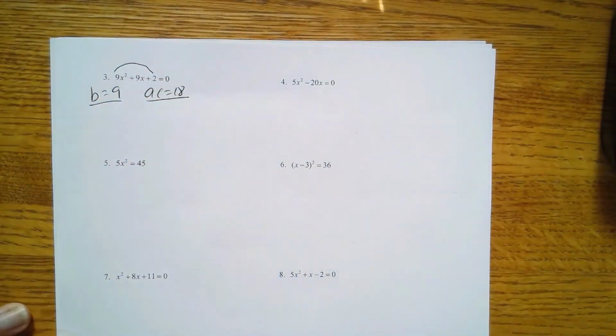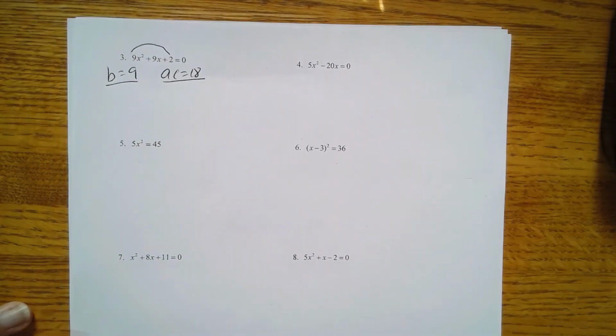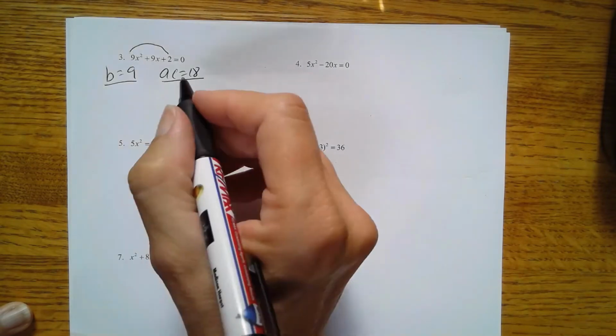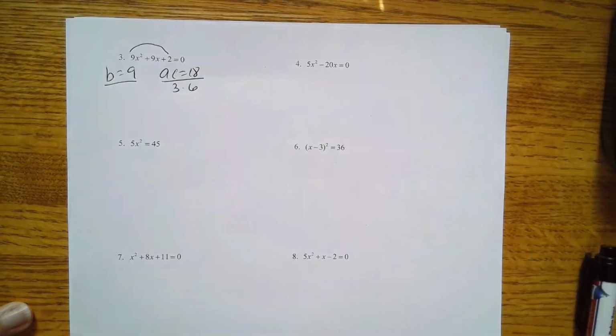Now there are different ways to solve the AC method. So if you know of another way, feel free to use that method instead. I'm just showing you the way that we show in 116 to keep it consistent. So we multiplied a times c and got 18. We want the factors of 18 to add up to 9, which are 3 and 6. Now the AC method takes a lot longer than just the C method.